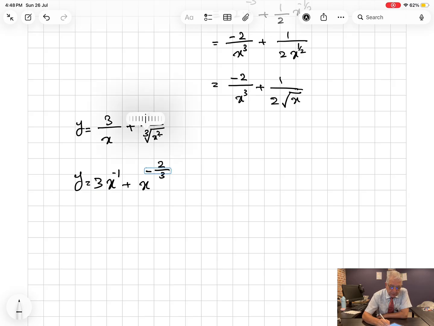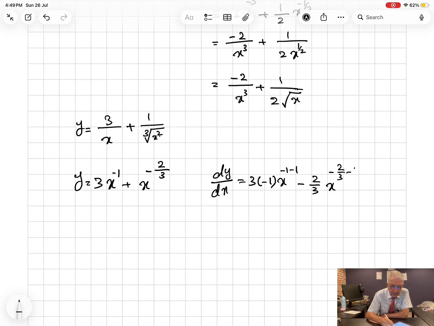So now in this format, I can apply my rule, dy by dx. This 3 is constant, you write it, negative 1 comes down, n, x to the power of negative 1 minus 1, subtract 1. And here negative 2 over 3 comes down, x to the power of negative 2 over 3 minus 1. Now we can simplify this. This is negative 2, therefore the answer is negative 3 divided by x squared, because it is a negative power, it goes to the denominator.